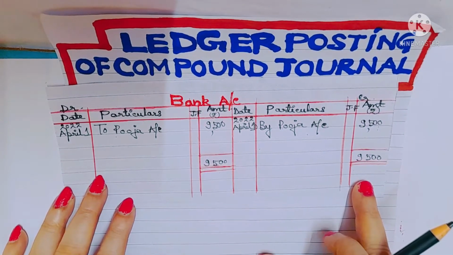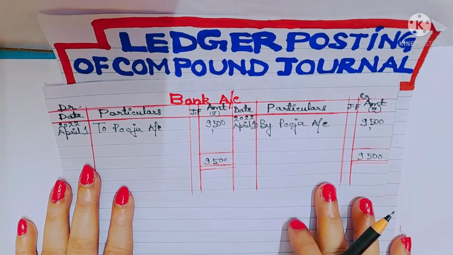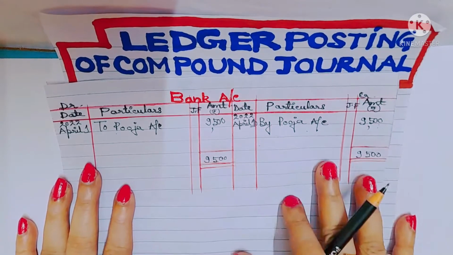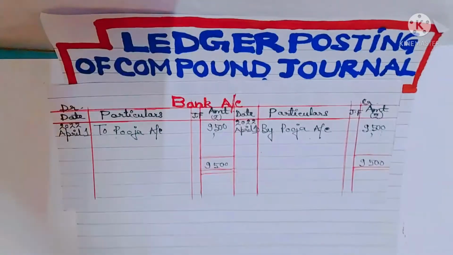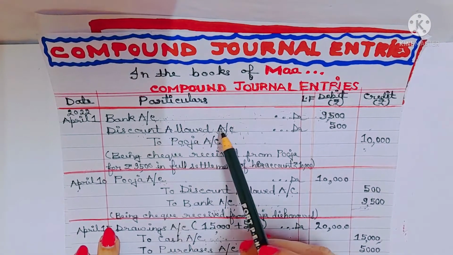9,500, 9,500. Bank account shows no balance. Understood? Bank account won't come in trial balance. Understood? Clear? Let's do the next account. What is the next account? Bank account. Done. Discount allowed account.